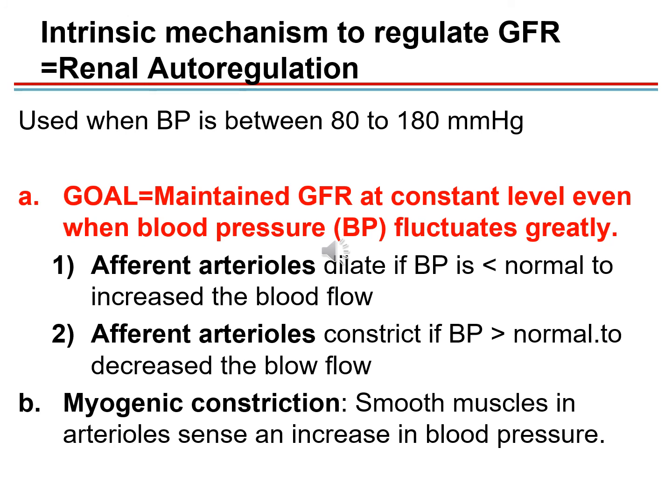This one is also called renal autoregulation, and it is the one used by our physiology most of the time, when the blood pressure is between 80 and 180 millimeters of mercury. The goal is to maintain the glomerular filtration rate at a constant level regardless of fluctuations in blood pressure, because reducing blood pressure affects the glomerular filtration rate. That is true, but it doesn't damage the glomerulus.